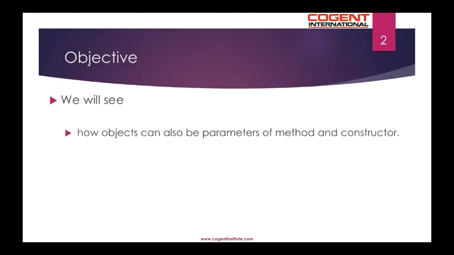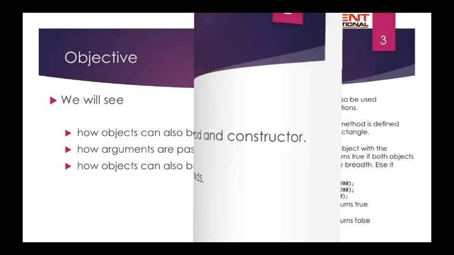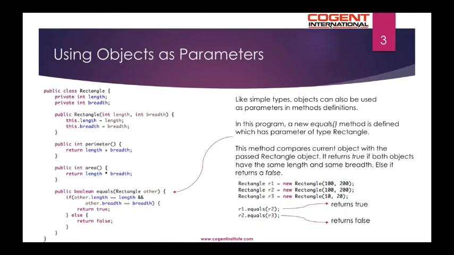The objective of this module is to learn how objects can also be parameters of methods and constructors, how arguments are passed, and how objects can also be returned from methods. Like simple types, objects can also be parameters in method definitions.